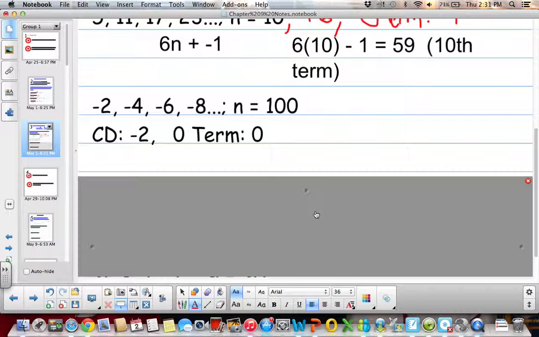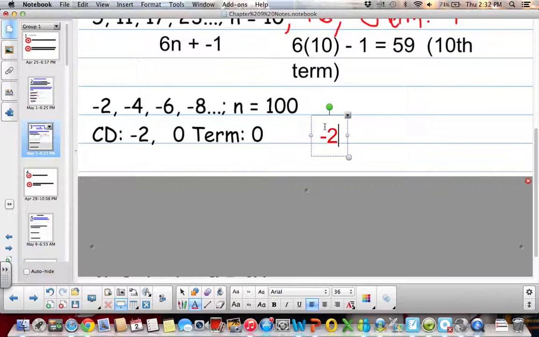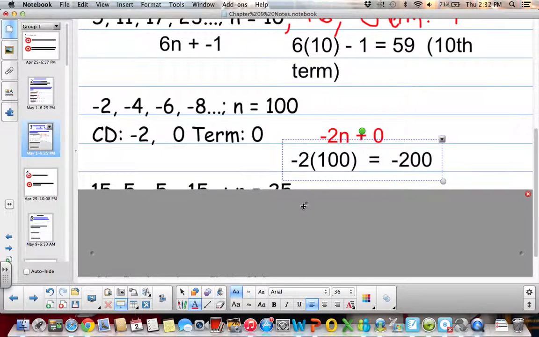So now our equation would be, our common difference is -2, n plus 0. We don't even need to include the 0. So now I'm going to rewrite it with my n. So -2 times 100 plus 0 is just nothing, so -2 times 100 equals -200, which makes sense because we're going more and more into the negatives.